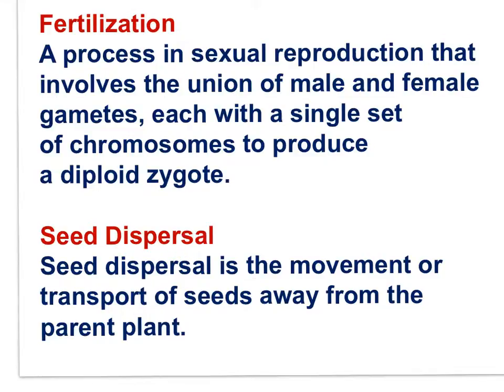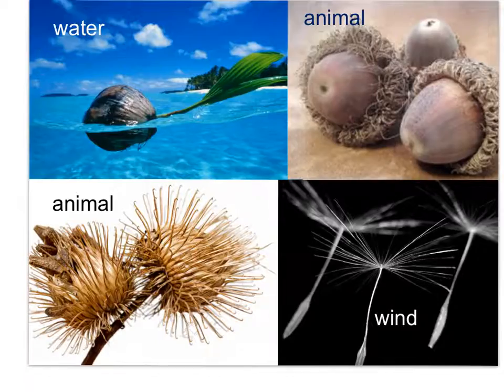Seed dispersal is the movement or transport of seeds, diploid structures, away from the parent plant. Seeds are dispersed by water, wind, or animals. Hopefully you recognize these images as seed dispersal mechanisms to move or transport seeds away from the parent plant.